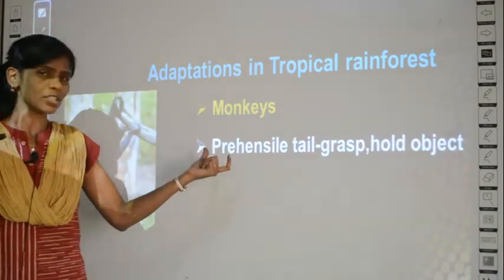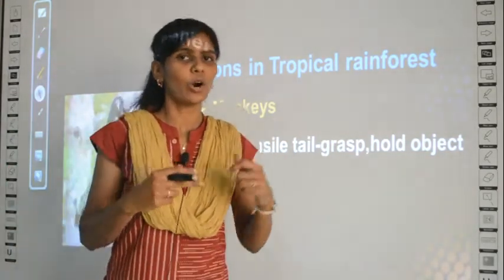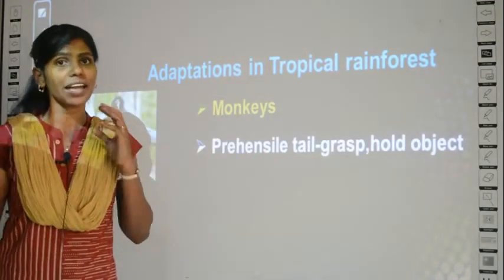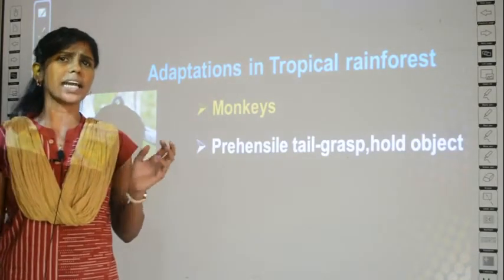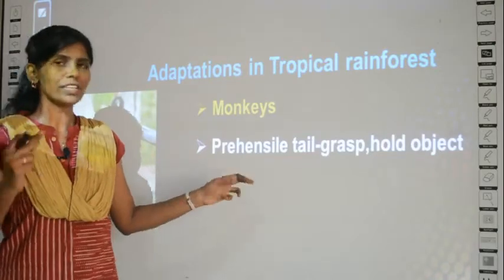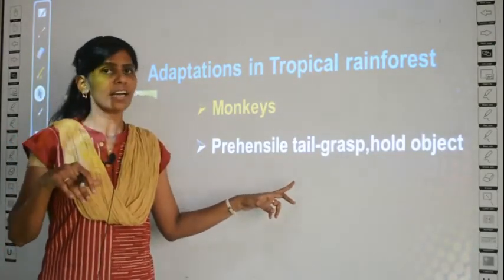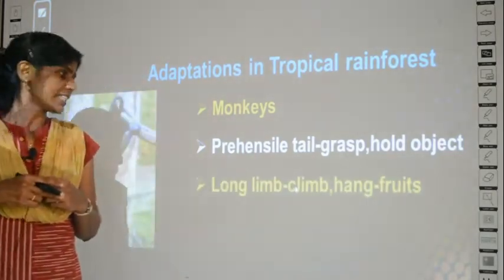So that is called a prehensile tail, which can grasp or hold an object without its limbs, that is, without its hands. It can also hold something with the tail. Because the forest is very dense, it can manage to move about even with the help of a tail, and it can survive in a better way with the help of this prehensile tail.